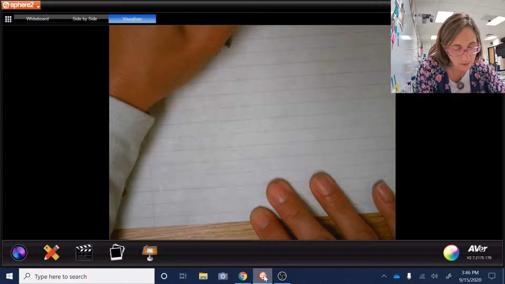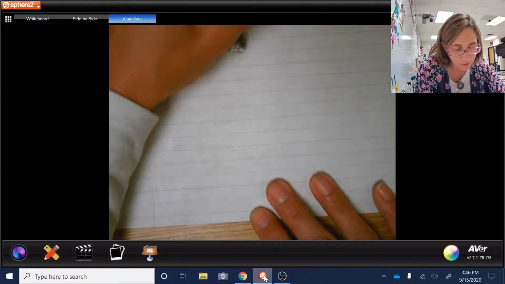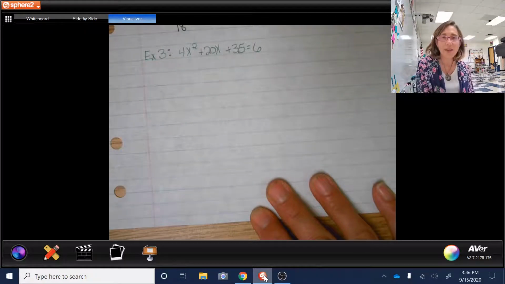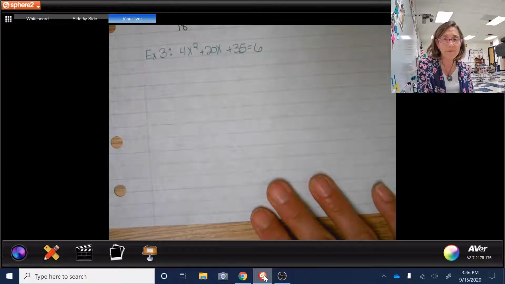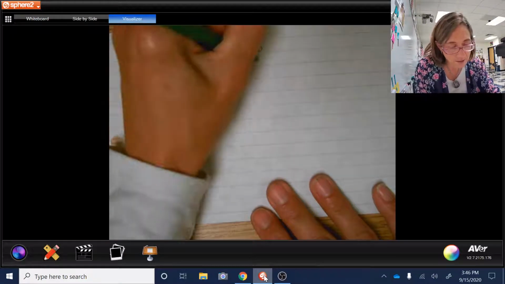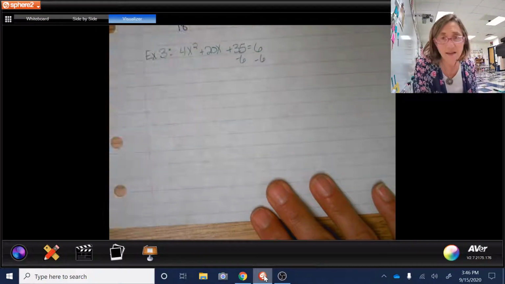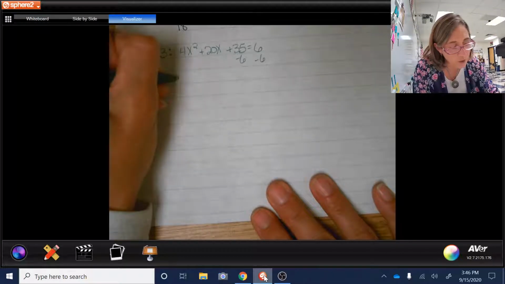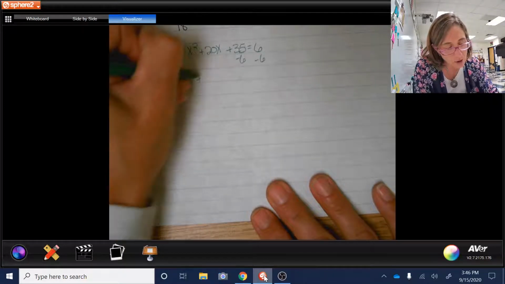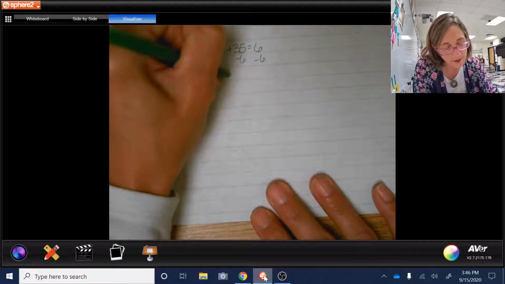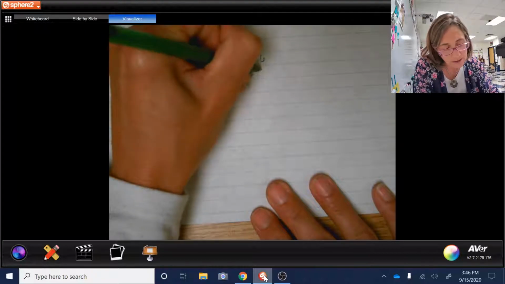So example 3. Let's look at this one. Let's look at 4x squared plus 20x plus 35 equals 6. Is that in standard form? Does it have an equal 0? No. We don't like the 6. So let's get rid of that 6. Minus 6 on both sides. So we'll have 4x squared plus 20x plus 29 equals 0.